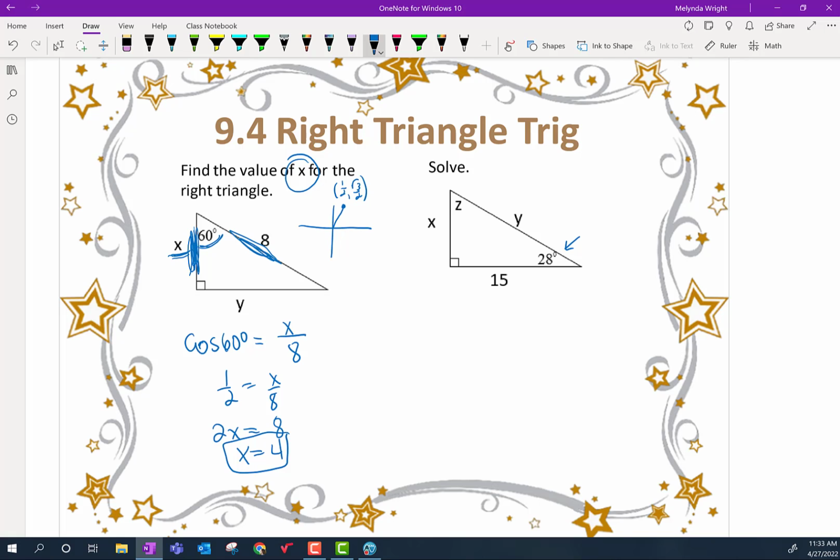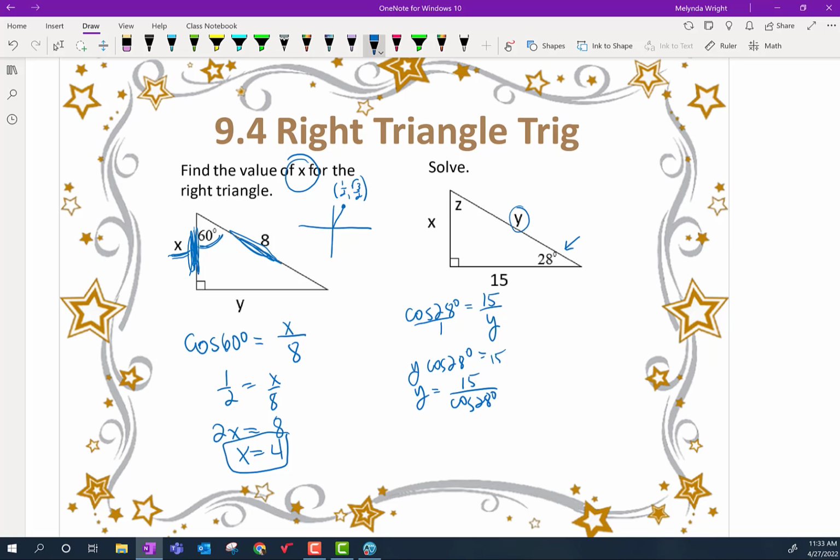I think it doesn't really matter what we do first. What if we deal with this y value first? So I need hypotenuse and adjacent. Which of the trig functions deals with hypotenuse and adjacent? Cosine. So we're going to say cosine of 28 degrees equals adjacent, which is 15, over hypotenuse, which is y. And that's what we're trying to find, the hypotenuse. So we cross multiply and solve for y. So y is going to be 15 over cosine of 28 degrees.